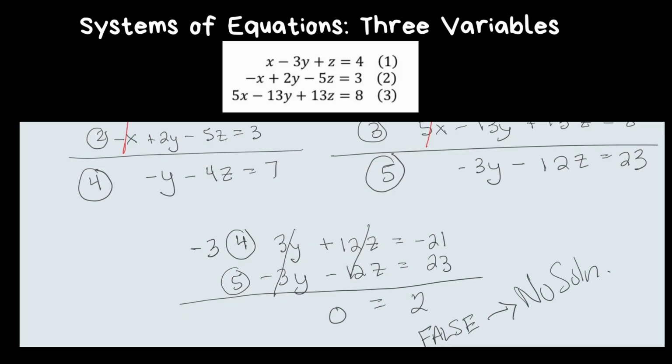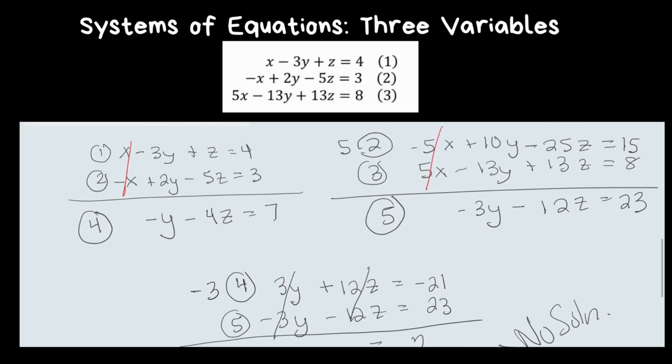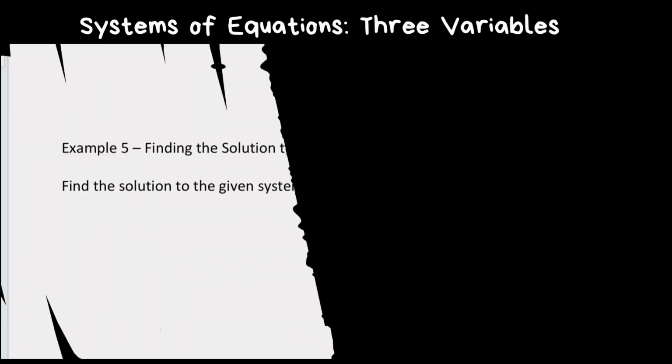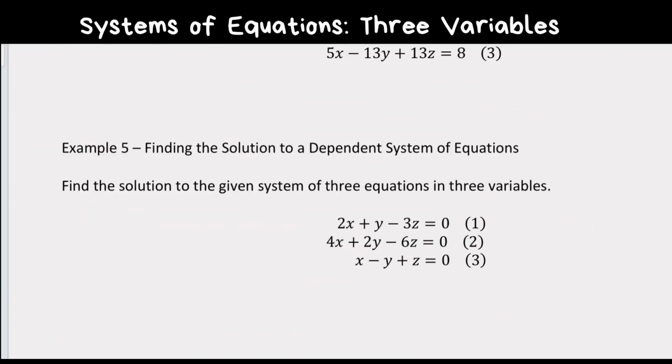Okay? Which means that these three planes don't all have the same intersection point. Okay? We need to pick a variable and eliminate it twice. So it looks like y is pretty easy to eliminate if I use equation 1 and 3, and then I use 2 and 3. Okay, so that will be my plan.